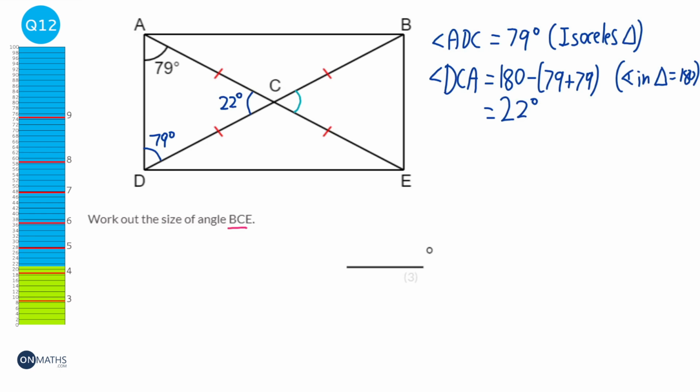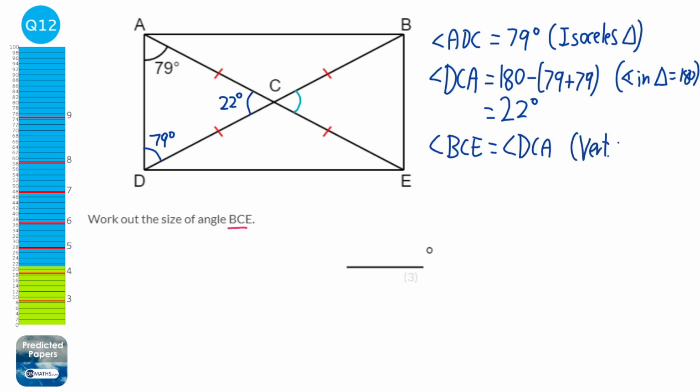And now we can actually work out angle BCE, because it's going to equal angle DCA. And the reason for that is they are vertically opposite angles. So that's just going to equal 22 degrees. Now, it is really common for these types of questions for you to get maybe 1 or even 2 marks for the answer, but 1 or 2 marks normally for the reasons and for the explanations. In fact, I've seen quite a few exam questions where you get 2 marks for the reasons and only 1 mark for the answer.